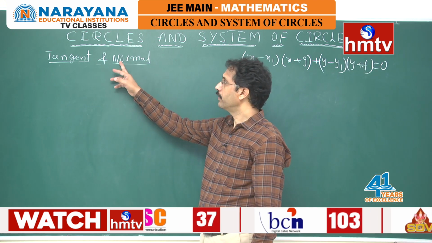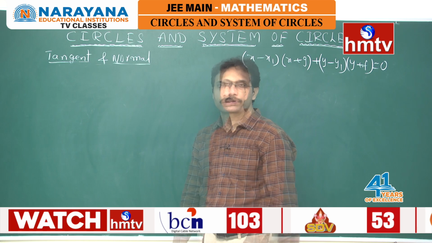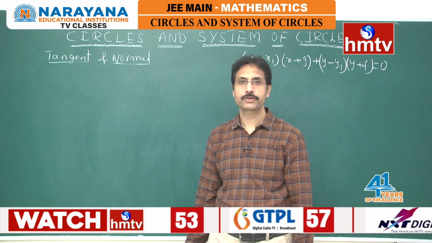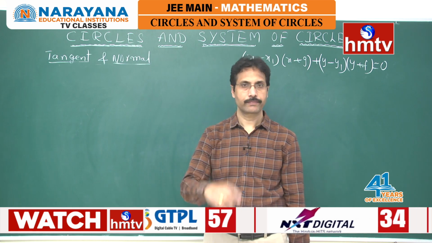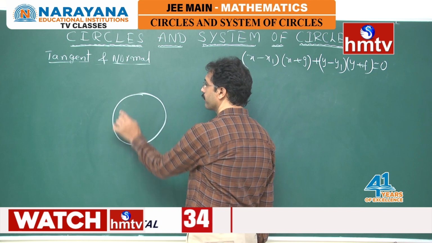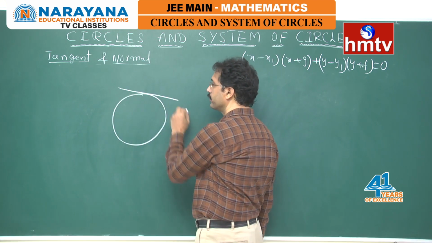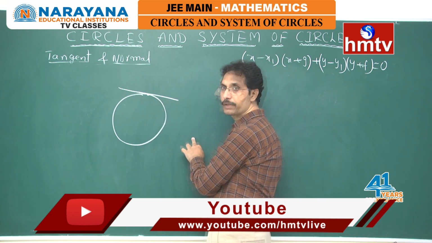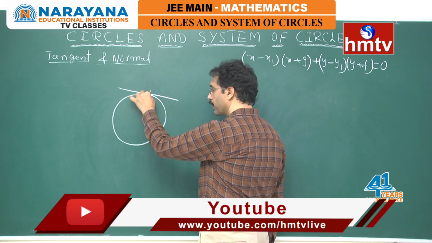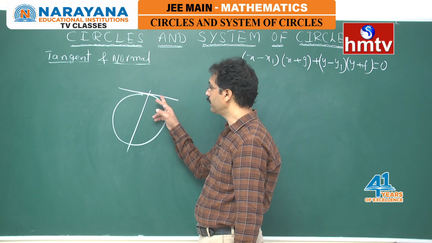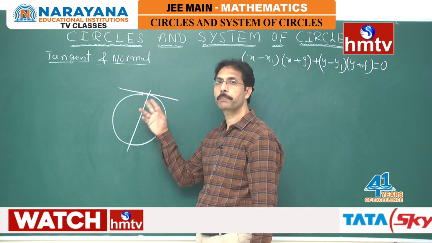Now, we will observe the normal. We know that the normal is always perpendicular to the tangent and passes through the point of tangency. That means, for any curve, suppose a circle is there, and a tangent is drawn over here. It is the point of tangency. Now, through this point of tangency, if I draw a line perpendicular to this, that is the normal. But we know one thing, the radius and the tangent are always perpendicular.